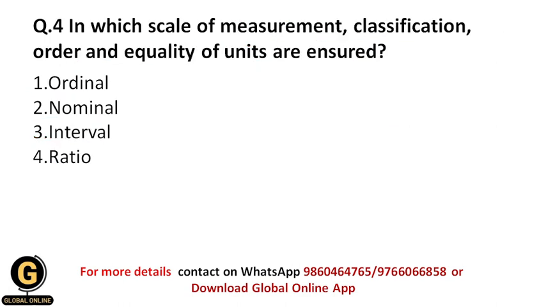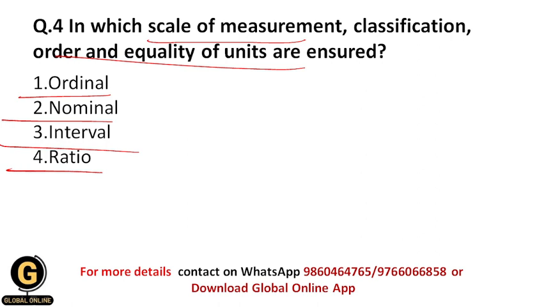Now next, in which scale of measurement classification, order and equality of units are ensured? Whether it is ordinal, nominal, interval or ratio. Here again they have given you the names of 4 scales of measurement, but we need to identify only one scale which has classification, order and equality of units as well, all of which are ensured in this scale of measurement. So students, the correct answer should be interval scale.